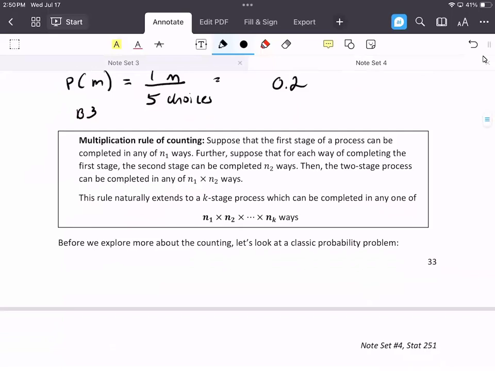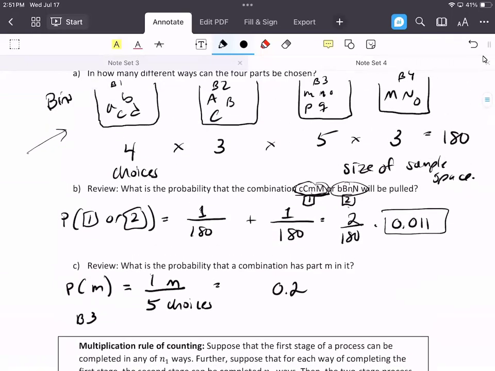So this leads us to the multiplication rule of counting. Suppose the first stage of a process can be completed in n sub 1 ways. Further, suppose that for each way of completing the first stage, the second stage can be completed in n sub 2 ways. Then the two-stage process can be completed in n sub 1 times n sub 2 ways. In other words, multiply them together. This rule naturally extends to k stages, k being some unknown number. And this is just what we did here; the rule is just formalizing it.